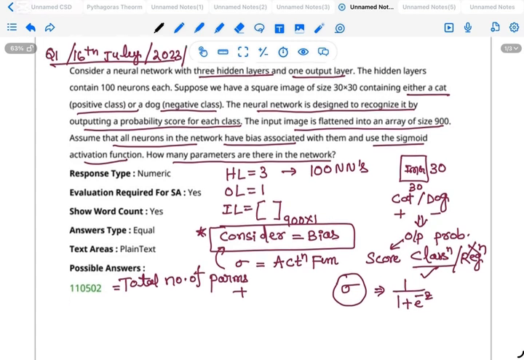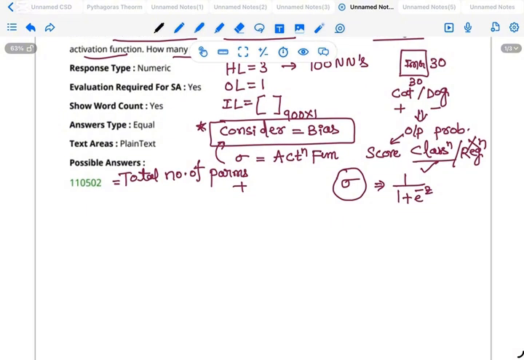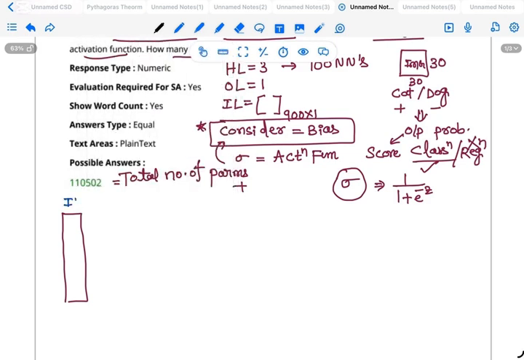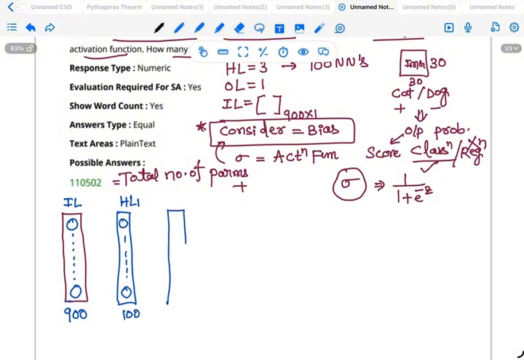So first we draw the network. This is the input layer. It contains 900 neurons. Next, the first hidden layer, HL1, contains 100 neurons. Next, hidden layer 2 also contains the same number of neurons, 100.